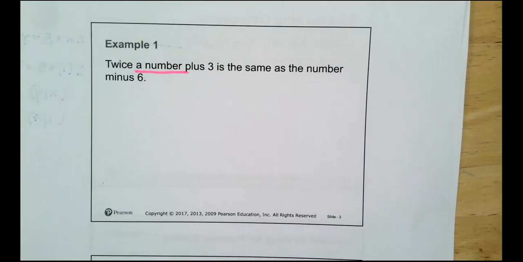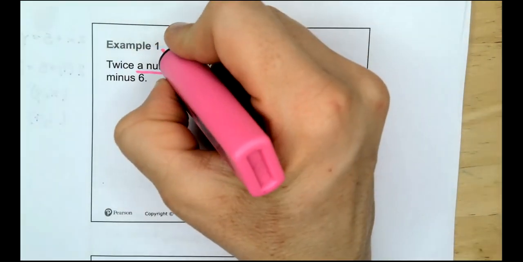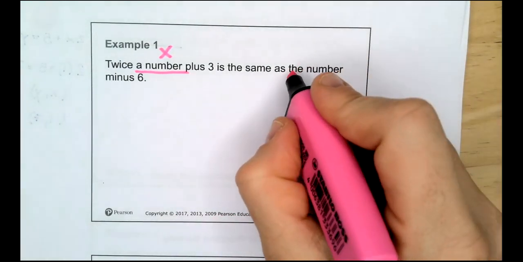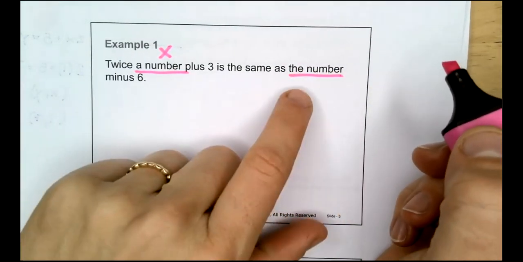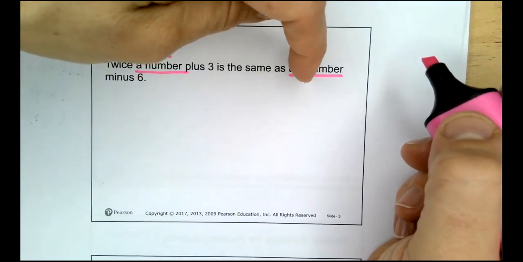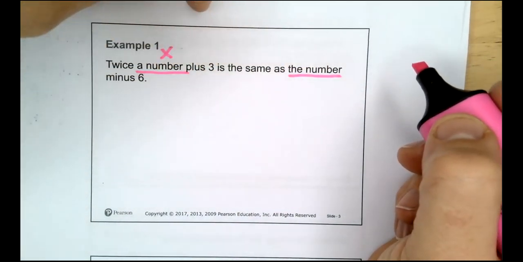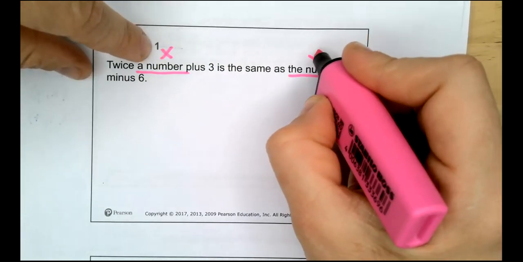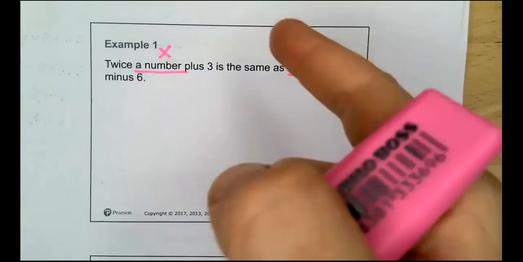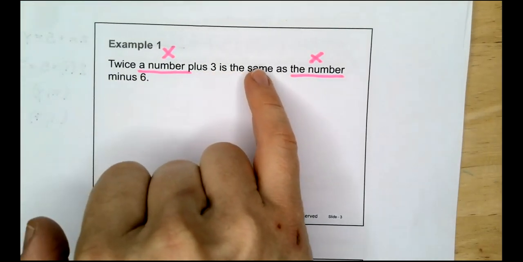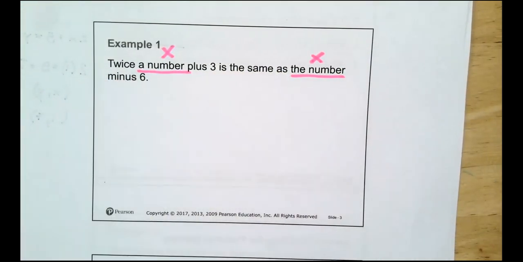If you don't know what the number is, we're going to use a variable. I like the variable x. A number plus 3 is the same as the number. So now it's "the" because, so this is more of an English lesson. "The" because we already referenced it over here as "a," and we're referencing the same number. So we know that's not a new number. It's the number we were talking about earlier in the sentence. So twice a number plus 3 is the same as the number minus 6.